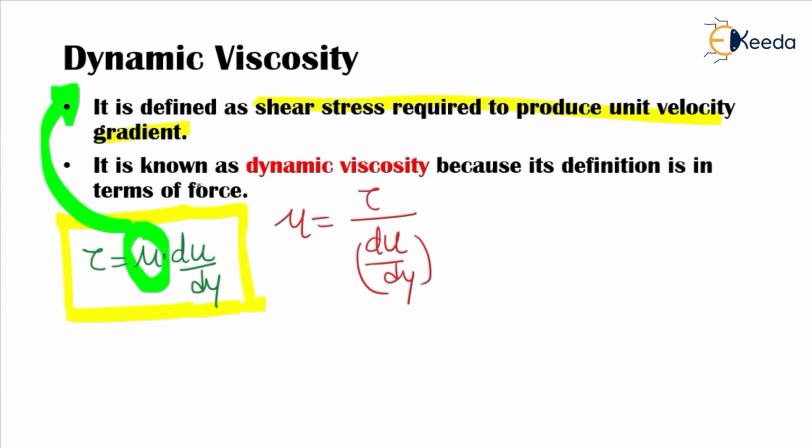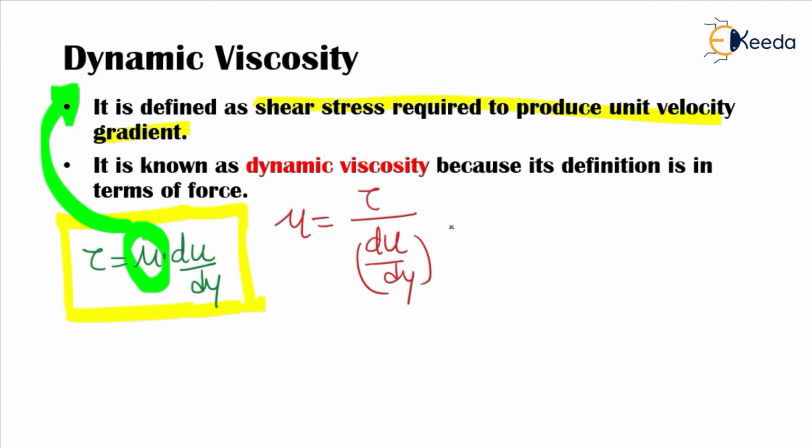It is known as dynamic viscosity because its definition is in terms of forces. Shear stress directly relates with shear forces. Now we look at the units of dynamic viscosity. The units of dynamic viscosity can be given in SI units and in CGS units. So how can we give the unit for this viscosity? Let me write it for you.